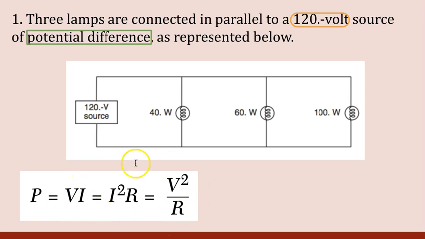So none of these things are going to change, which means that the power stays the same in the 100-watt light bulb. And to get full credit, all you would have to do is say that power stays the same or it doesn't change, something like that.